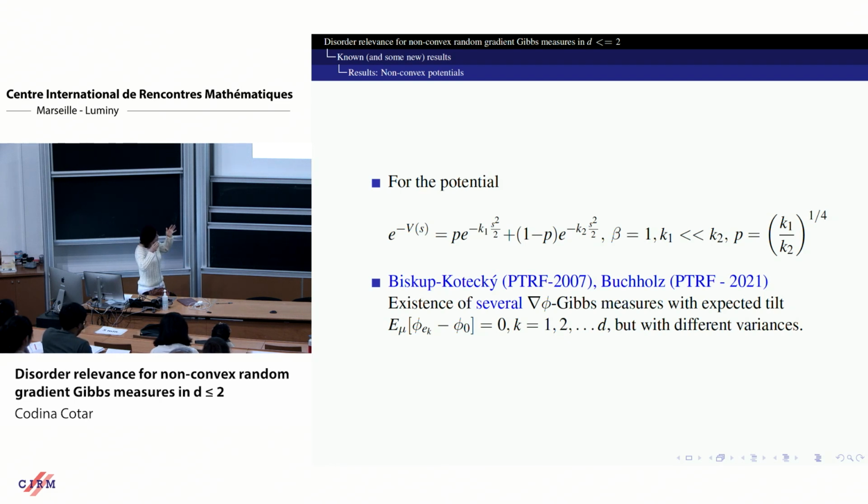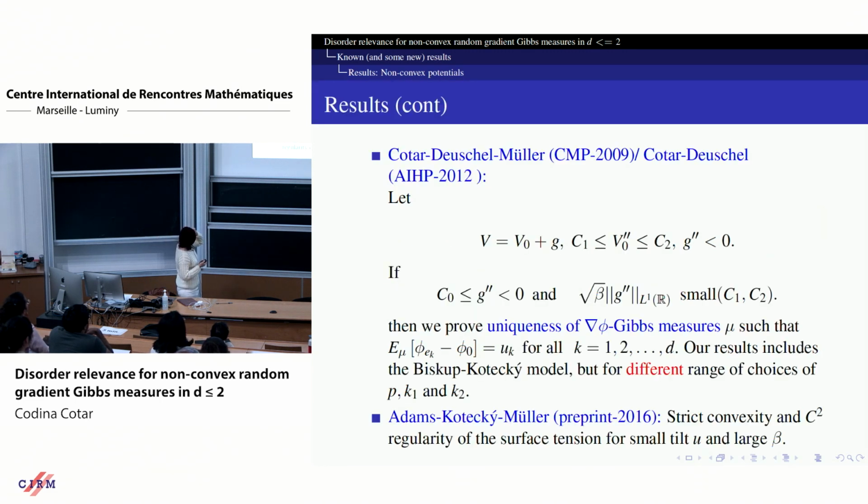They looked at the case when the tilt was zero. And they proved that there are two such infinite volume ergodic gradient Gibbs measures with these expectations, but they have different variances. This was proved originally by Biskup and Kotecký in 2007, and then Simon has another proof that was published in PTRF in 2021, so last year. One thing to point out is that this is the case when beta is 1, so this is the so-called moderate temperature regime.